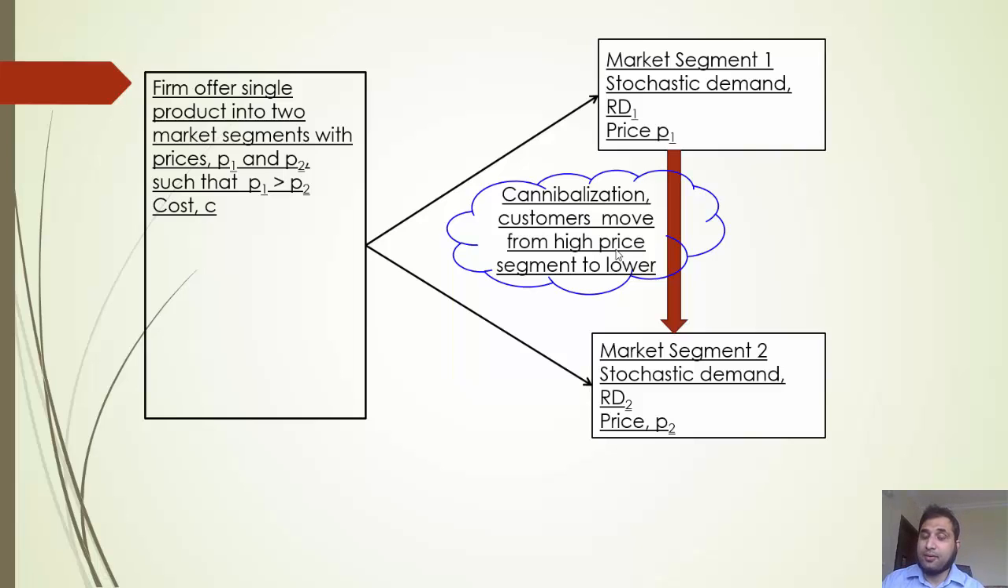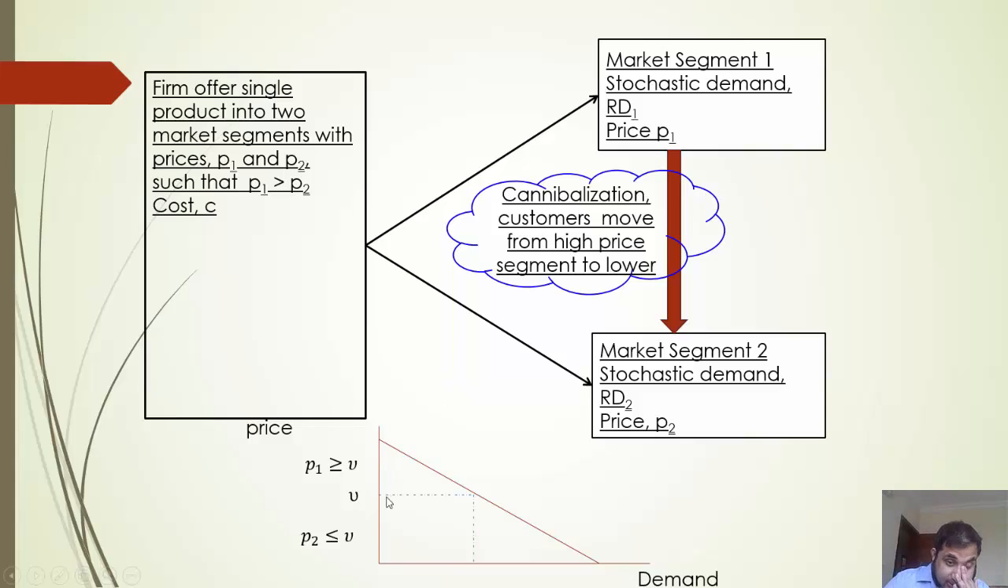The concept is that a firm is offering two products in two different market channels, or maybe two products in different markets, and they would like to see how the products can cannibalize the customers' demand, and in that case, what should be the optimal strategy for the firm.